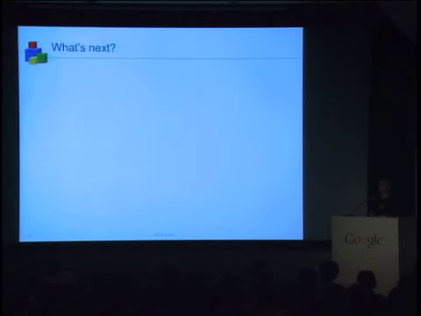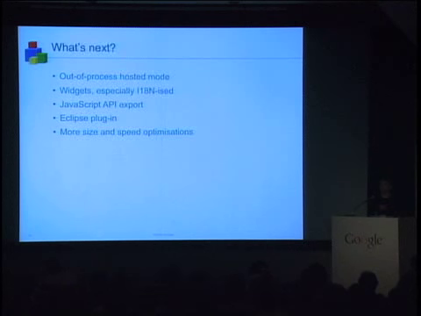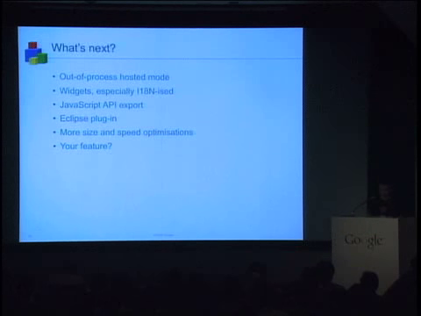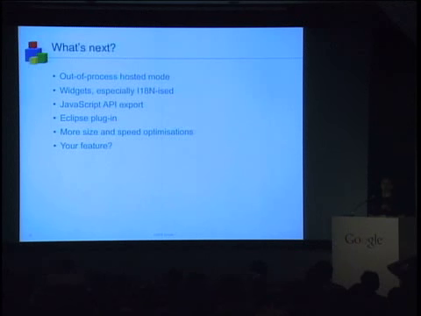So what's coming next? Well, we're working on a few great things. We want to make it the best it can possibly be. There's out-of-process hosted mode. So what this means is you could develop on Linux and debug in Internet Explorer. It doesn't even need to be on the same computer. So this will make debugging very simple. There are also new widgets. We will allow for exporting of a JavaScript API. There will be an Eclipse plugin, and many, many more size and speed optimizations. And perhaps even your feature. Just a reminder that Google Web Toolkit, being open source, means that any one of you can add a feature to Google Web Toolkit.